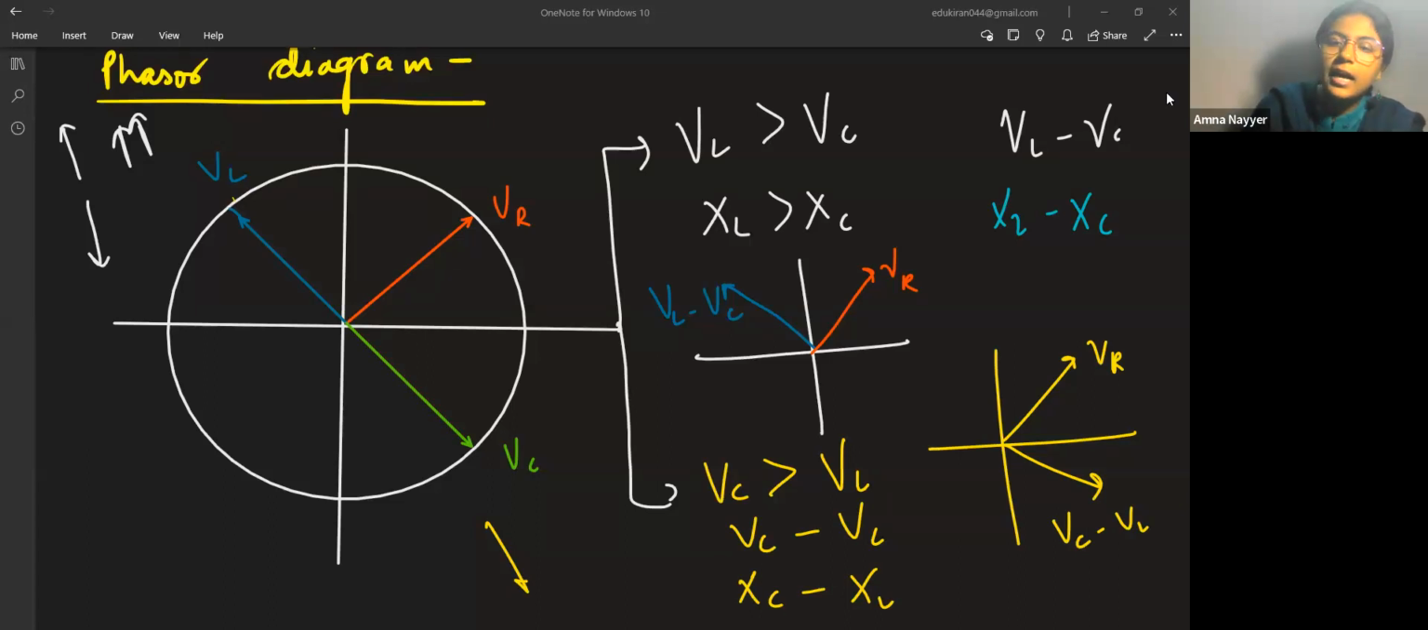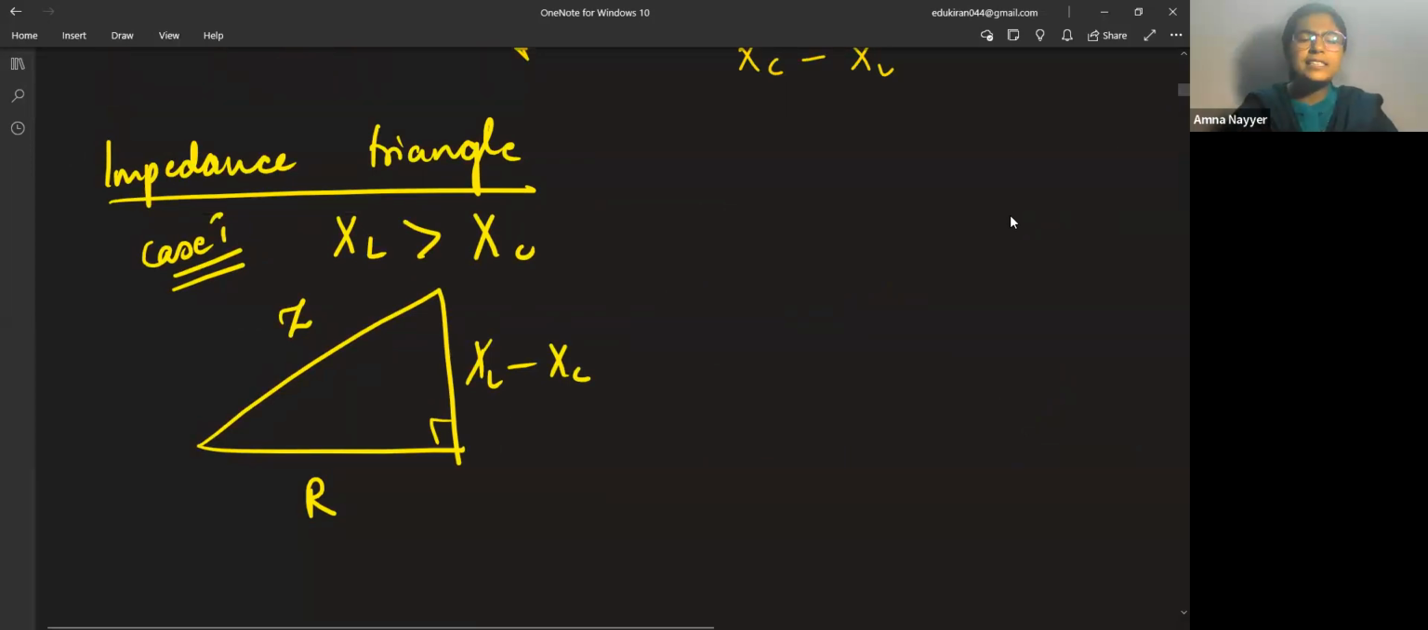Now coming to the impedance triangle. Impedance is also resistance. When we talked about circuits having only a resistor, only the resistor was present to produce opposition to the flow of current. Then when we talked about circuits having only inductors, there you had only XL to perform the opposition work. Then we talked about circuits having only capacitors, so XC, capacitive reactance, was present to oppose the flow of current.